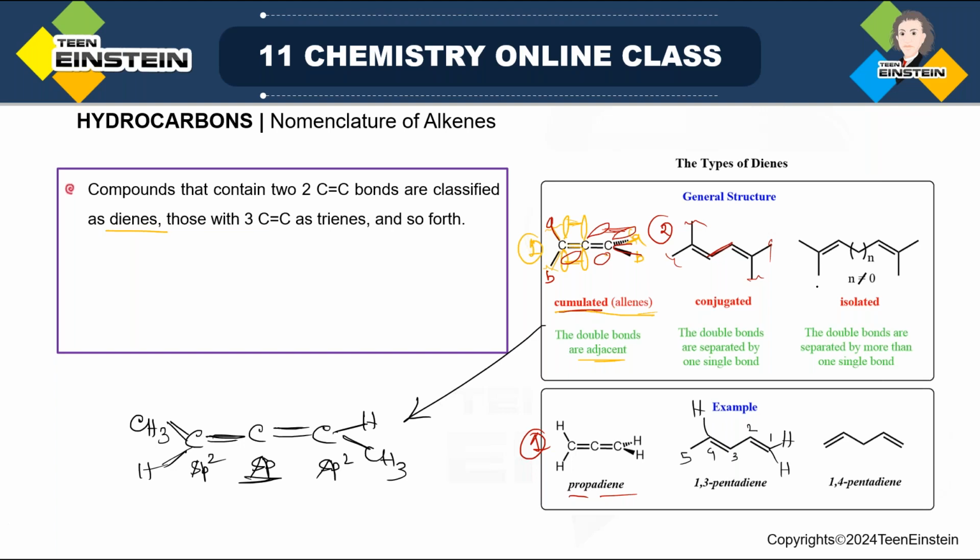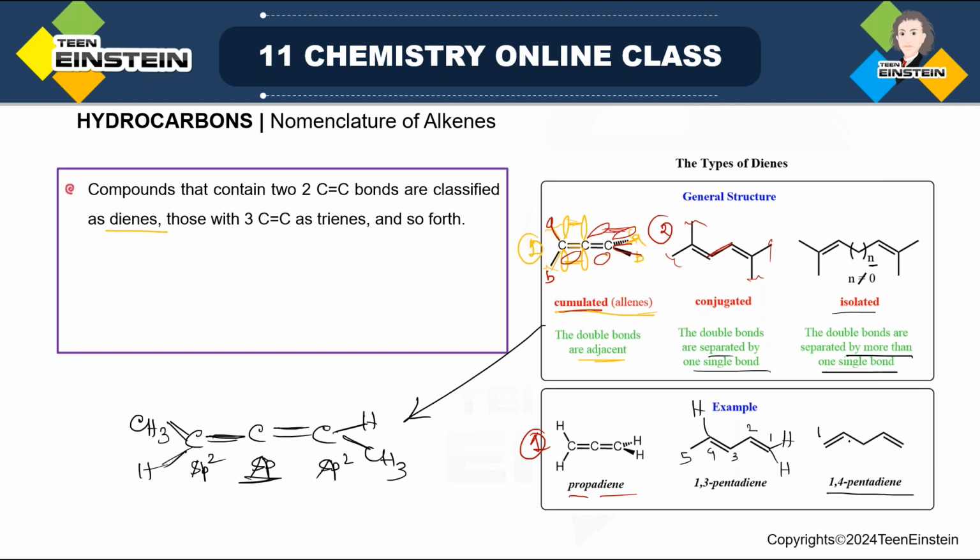So conjugated we have understood, and now the next one is isolated. What is the difference with conjugated? In conjugated, between two double bonds, you have only one single bond. But now the double bonds are separated by more than one single bond. Here the CH2 is written as n, where n is some integer. Now, if you simply consider the n value as 1, the simplest structure possible is 1,4-pentadiene.